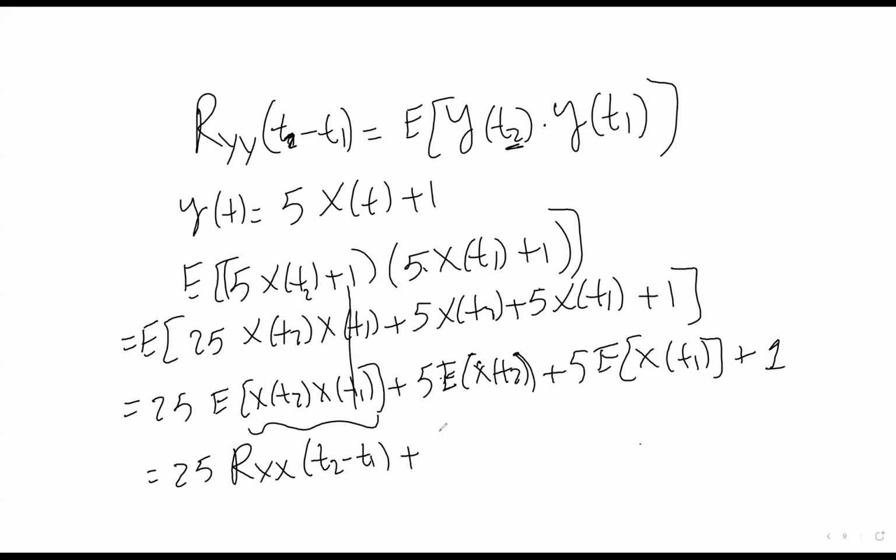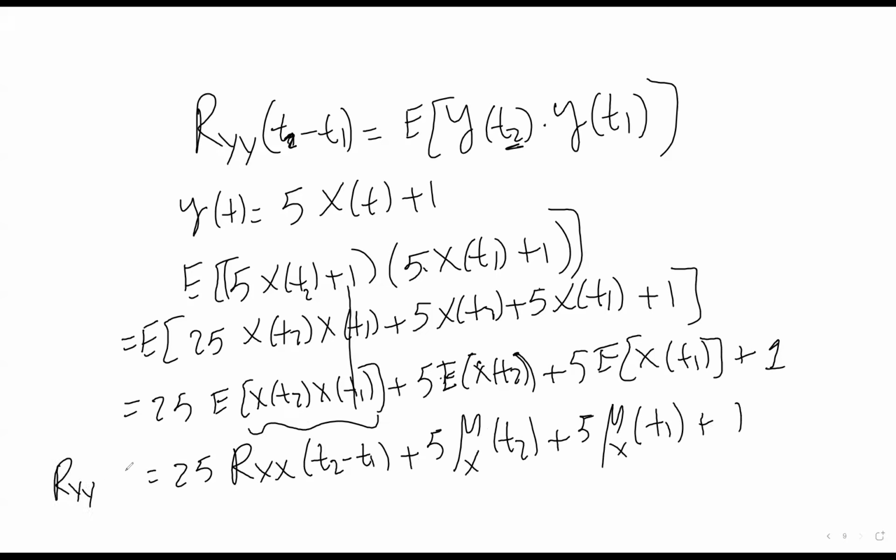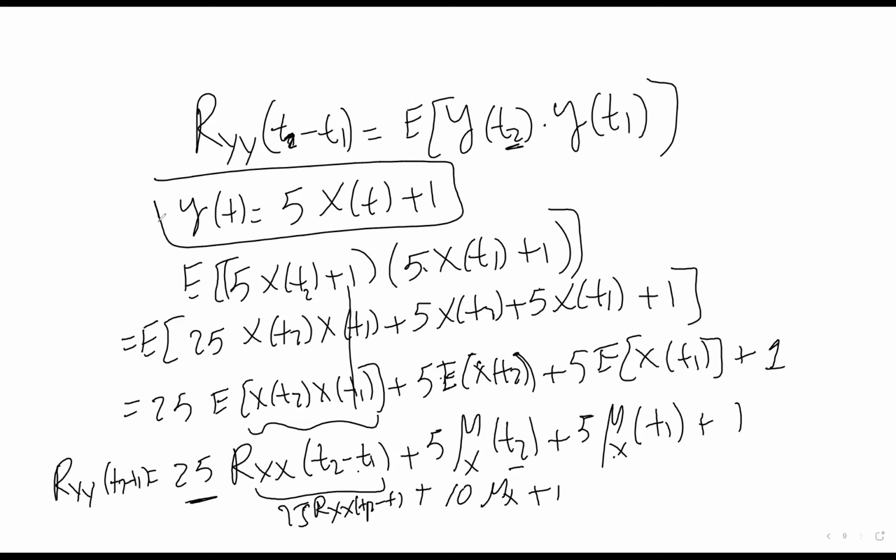okay, plus 5 times mu x at t2. Now I am talking in general. I didn't say that mu is constant, so I put it in general. Plus 5 mu x at t1 plus 1. So the autocorrelation of y between t2 and t1 is equal to 25 times the autocorrelation of x plus 5 times the mean at t2 and the mean at t1, plus 1. But if the autocorrelation depends only on the difference t2 minus t1, it means that it is stationary, so the mean will be the same. So you can put just 10 mu x, plus 1, and 25 r xx of t2 minus t1. So actually, this is only for the very basic equation, but in general, if you have any mapping, then you can do it in this way.